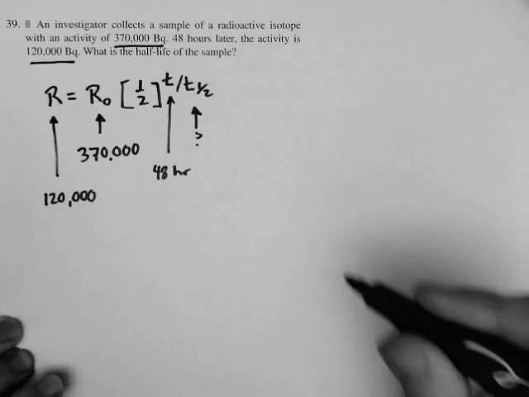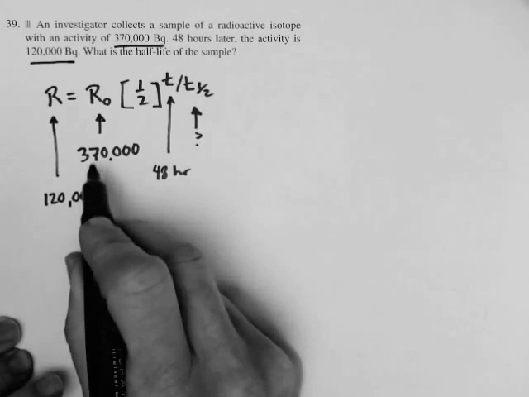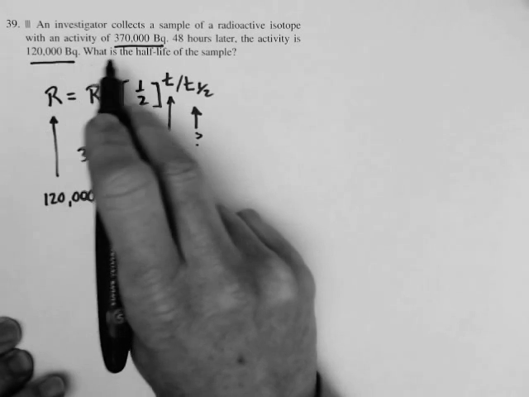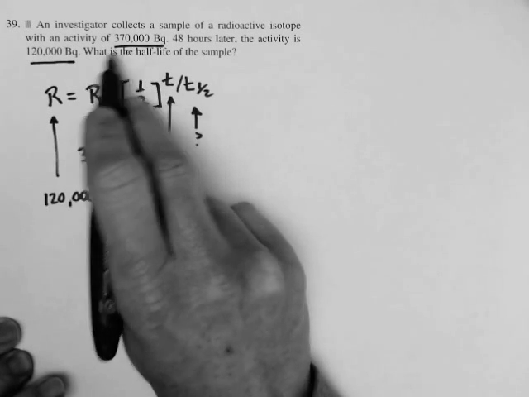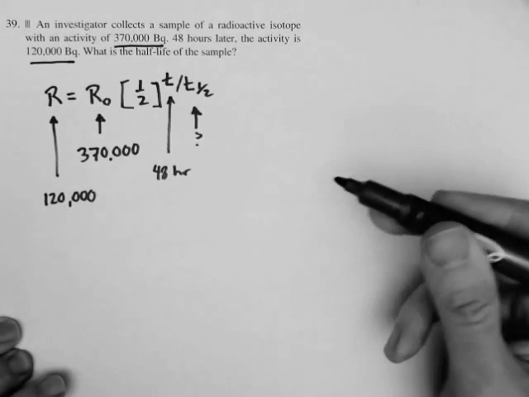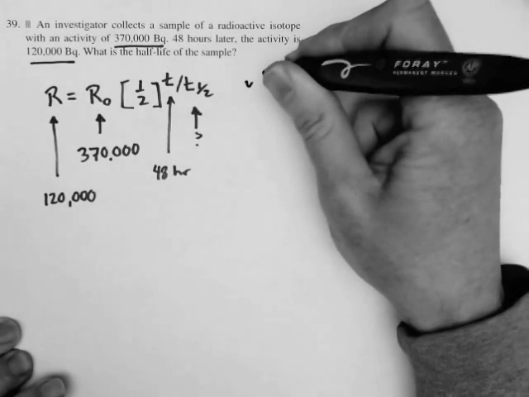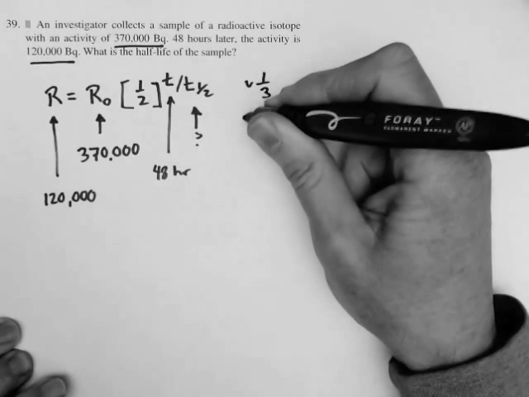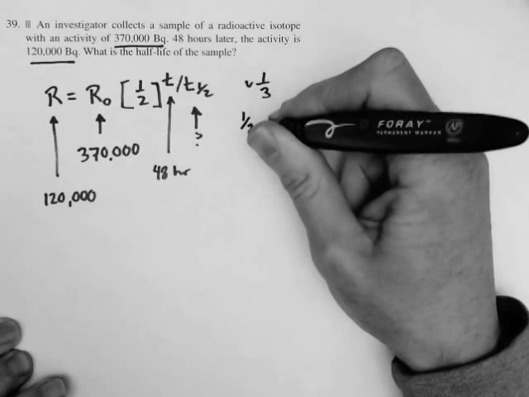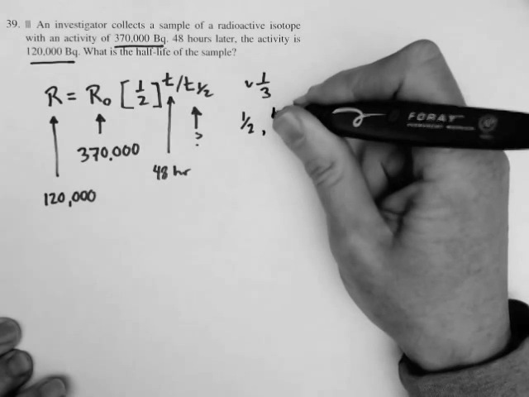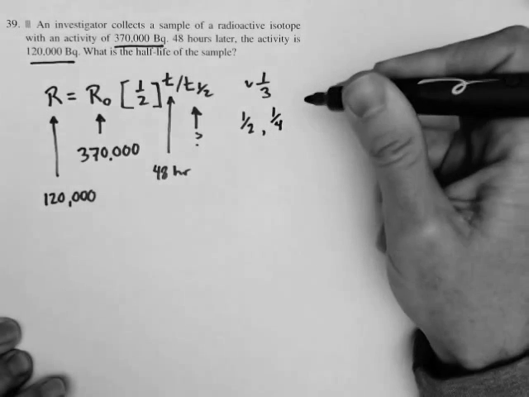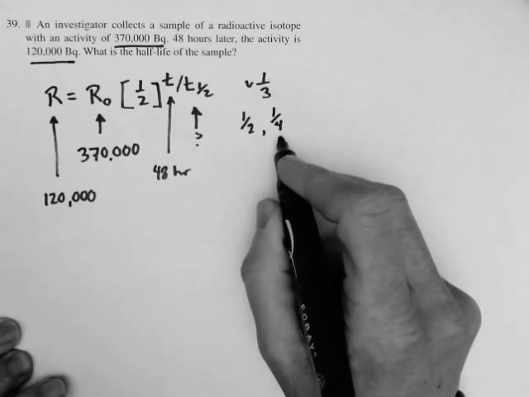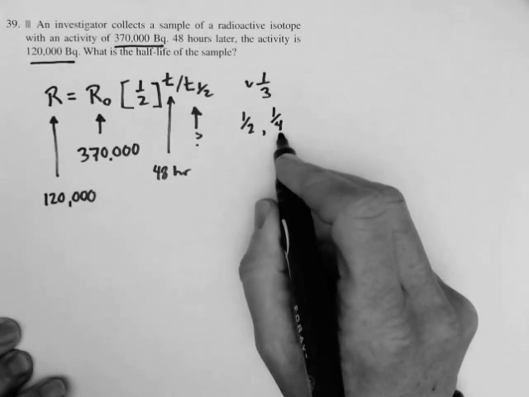Now, before we start, let's do a quick estimate. It starts out with 370,000, finishes with 120,000. A third of 370,000 is about 120,000, so it's decayed by about 1/3. Well, one half-life is a decay by a half. 2 half-lives is a decay by a quarter. So I'm going to guess, since it's a third, it's between 1 and 2 half-lives. I think it's closer to 2 half-lives.